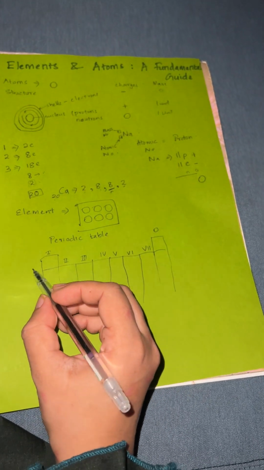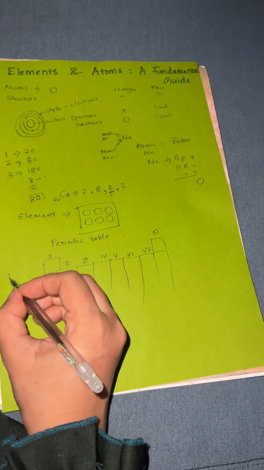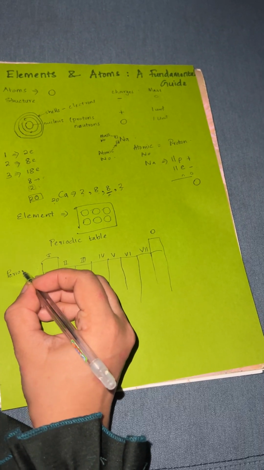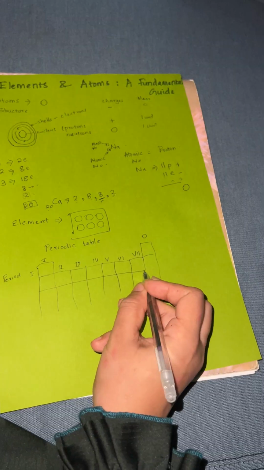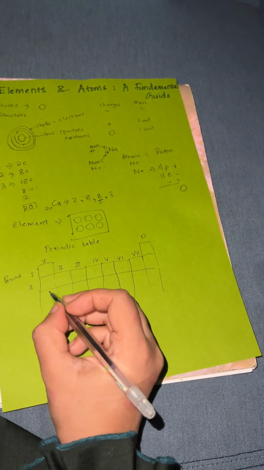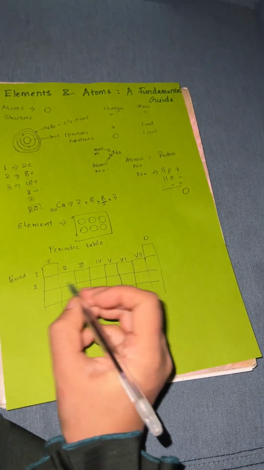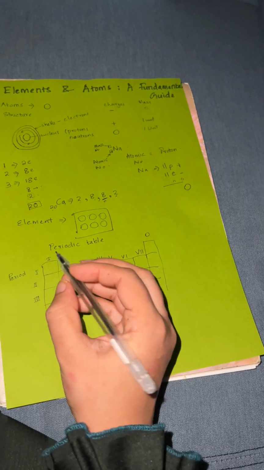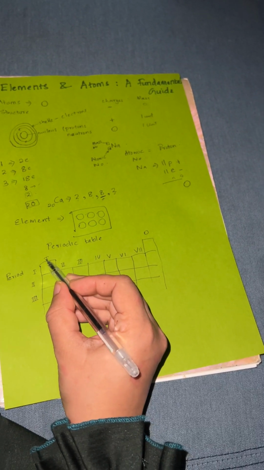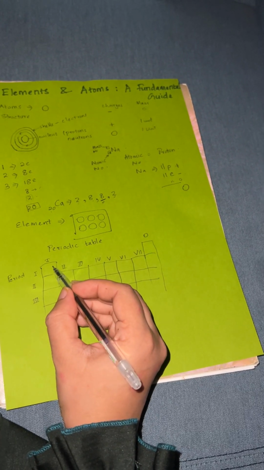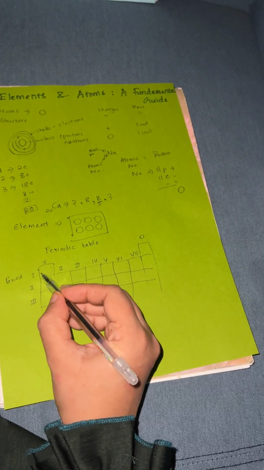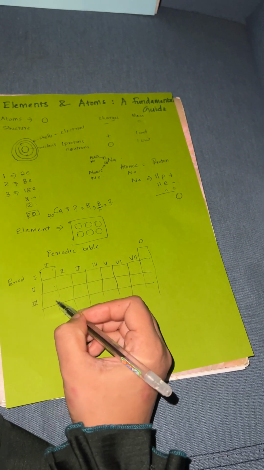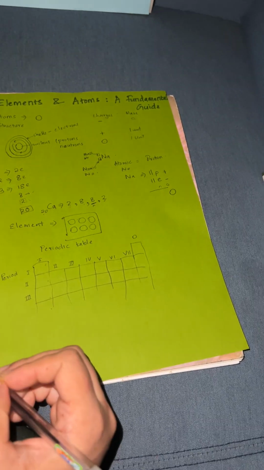So what about the rows? For the rows we say periods. This is the first period, and the second one will be the next period. Now you need to understand that the electrons in group 1 will always be 1 electron. The outermost shell electron will be 1 for all the elements in the first group.